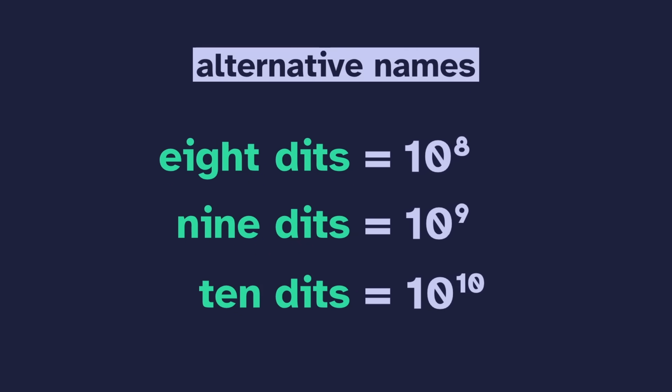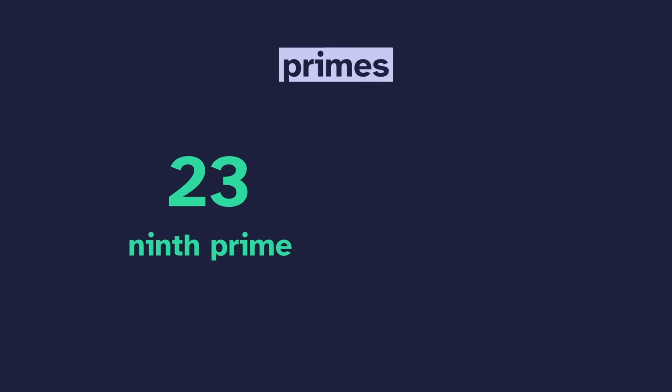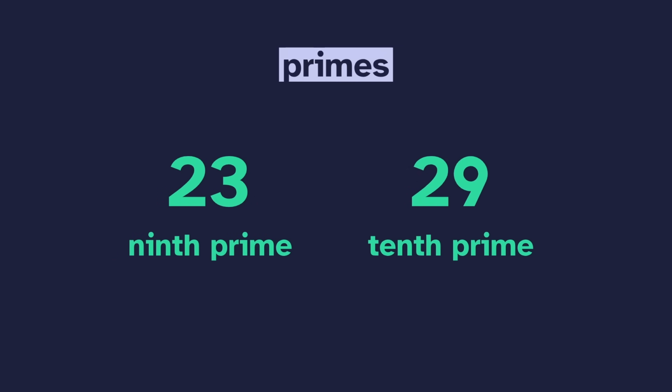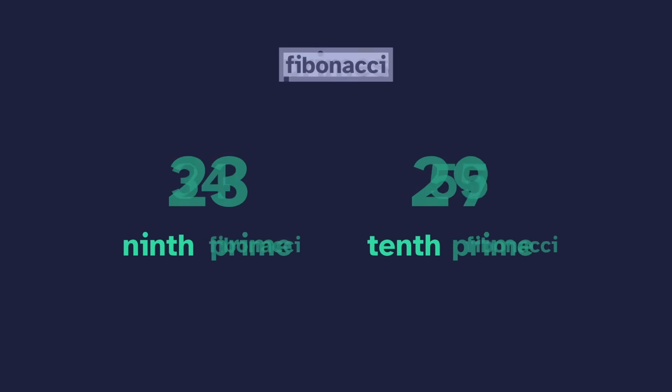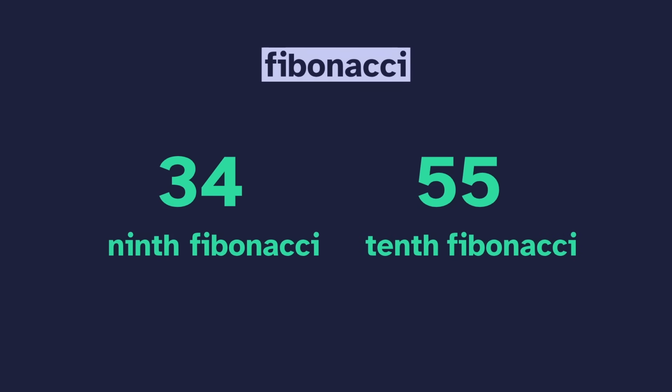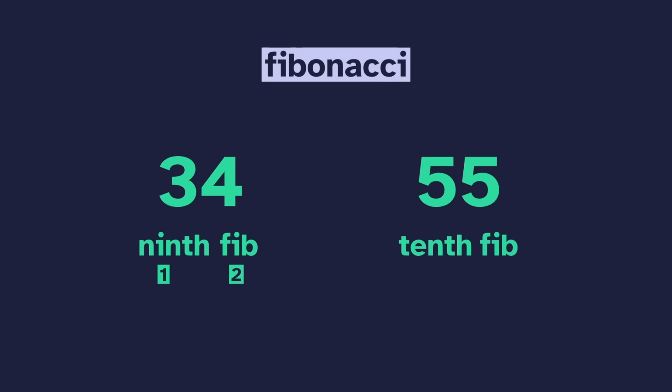Sure. We can also shorten primes. 23 is 9th prime, and 29 is 10th prime. We could do the same thing with Fibonacci numbers. I guess, but 9th Fibonacci is 5 sillies. Just call it 9th Fib. Ooh, now you're speaking my language. Yeah, what's happening to me?